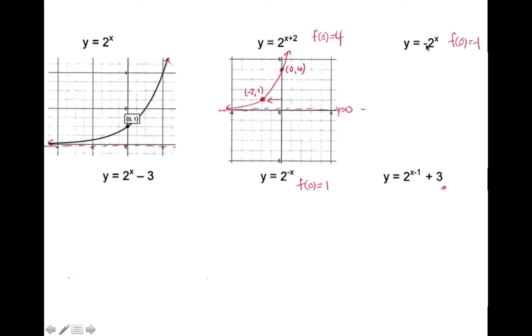Next one, negative 2 to the x power. Again, I'm going to find that key point, the intercept, f of 0, and put 0 in there for x. All right, and that becomes 1, but there's a negative, so negative 1.